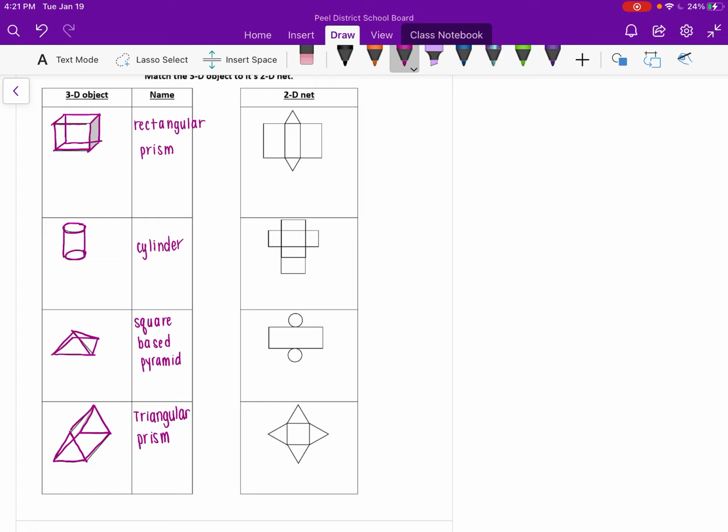So pause this video and you try by yourself. Try to go back and find out, okay, which one is a rectangular prism if I lay it down? Which one is a cylinder? Which one is a square-based pyramid? And which one is a triangular prism? So pause it and then come back.